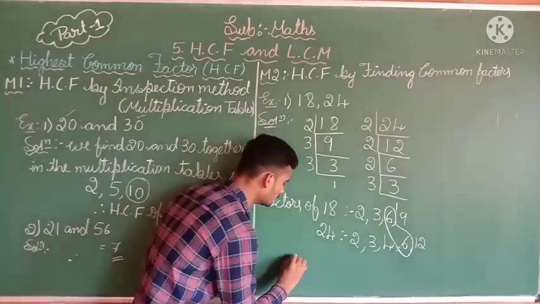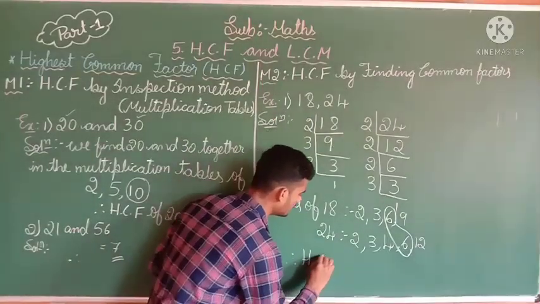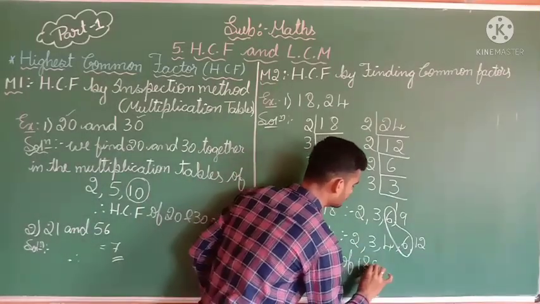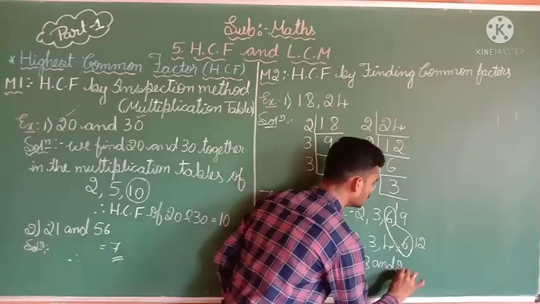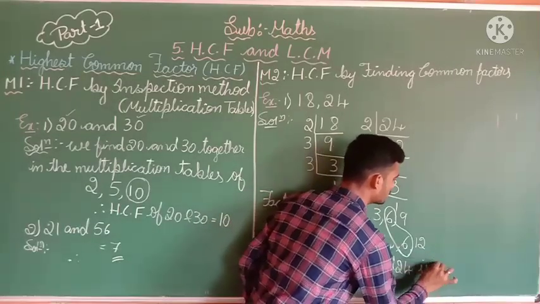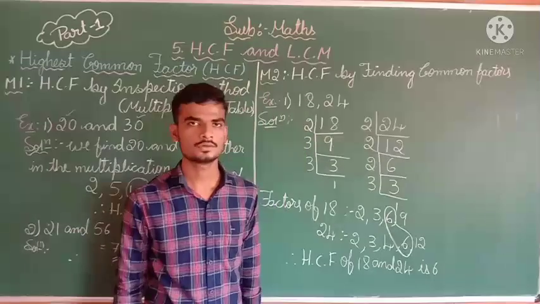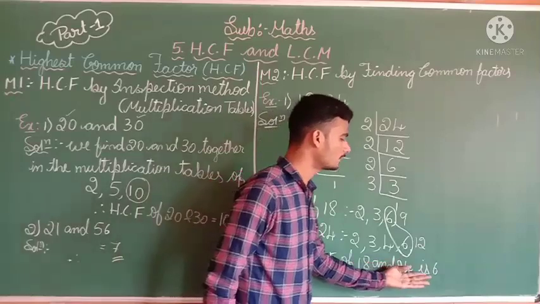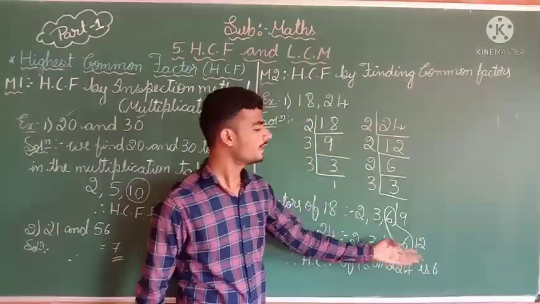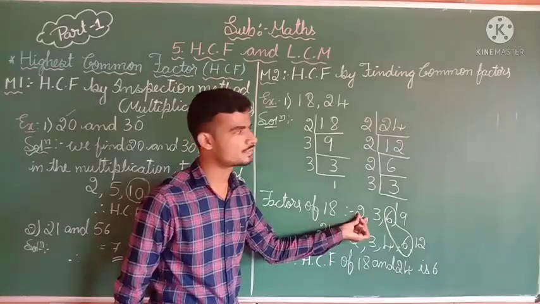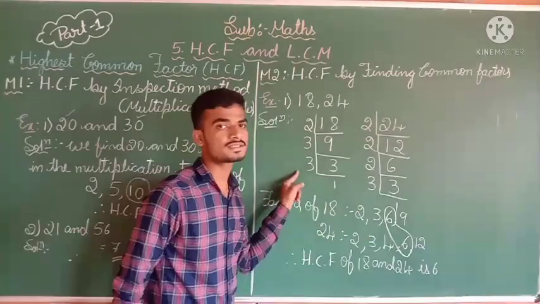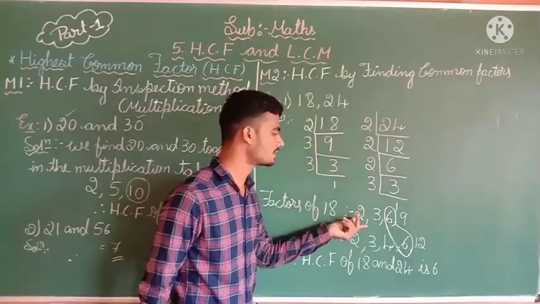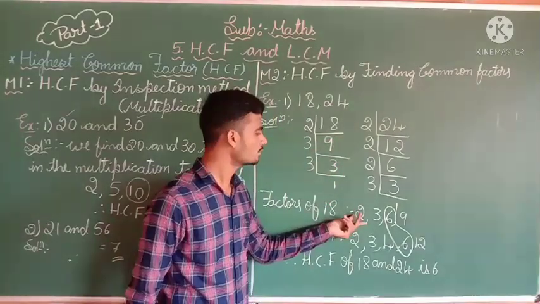So therefore HCF of 18 and 24 is 6. Okay, in this way you have to write: HCF of 18 and 24 is 6. Dear student, you should not get confused about this. You should not write this number itself here, otherwise the problem will become wrong. This is not the divisor method, this is the factor method. You should not get confused.